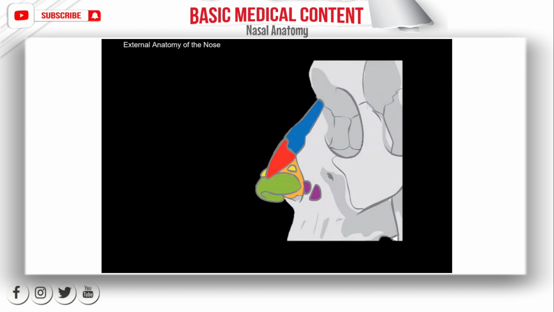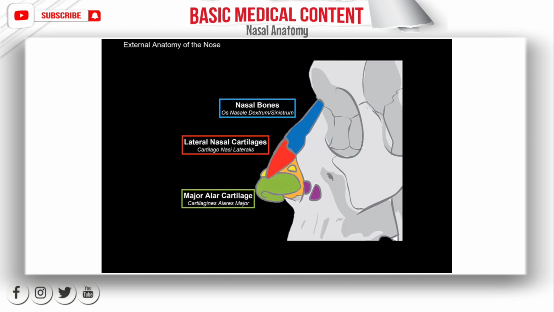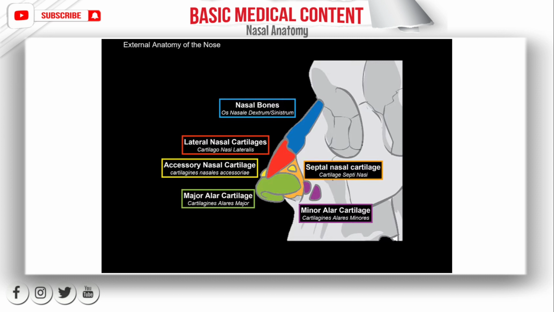The nose is actually built up of bone, cartilage, and fat. So the bony part is called the nasal bones, the right and the left nasal bones, and I'll show you another scheme after this. Under the bones, you'll find the lateral nasal cartilage, then there's the major alar cartilage, and the minor alar cartilage. And in between the major alar cartilage and the lateral nasal cartilage, you will find some accessory nasal cartilages supporting the nose. And straight in the midline, you will find the septal nasal cartilage.